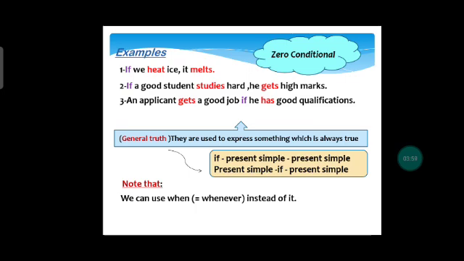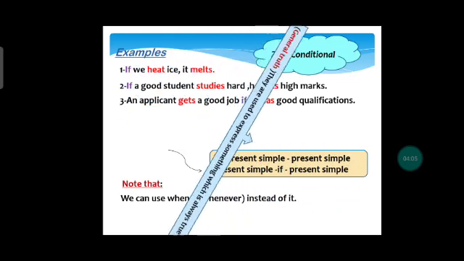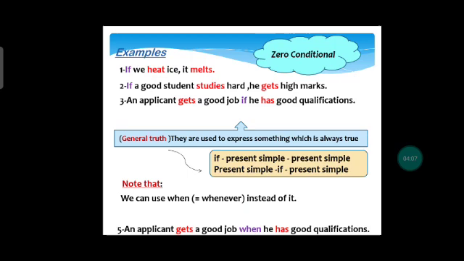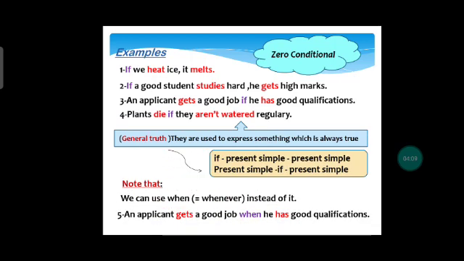We have a very important sentence you have to pay attention to. Number 4, look. Plants or plants, both of them are right. It's called a free variation. Plants die if they are not watered regularly. Plants die if they aren't watered regularly. Look at the place of if in the middle.